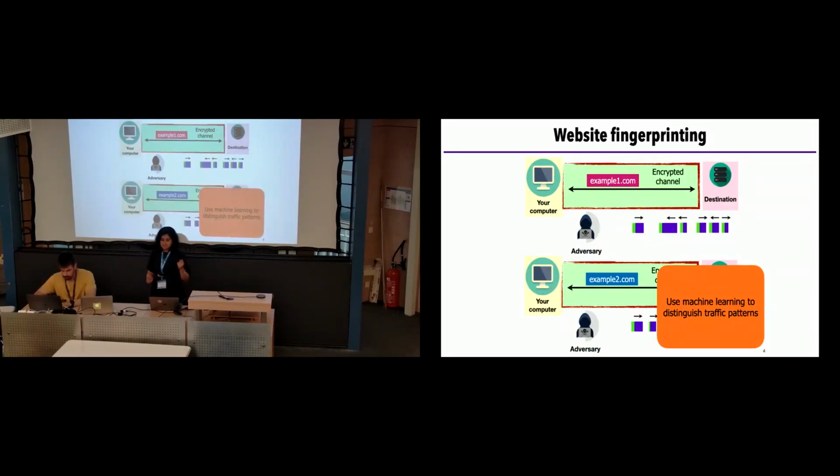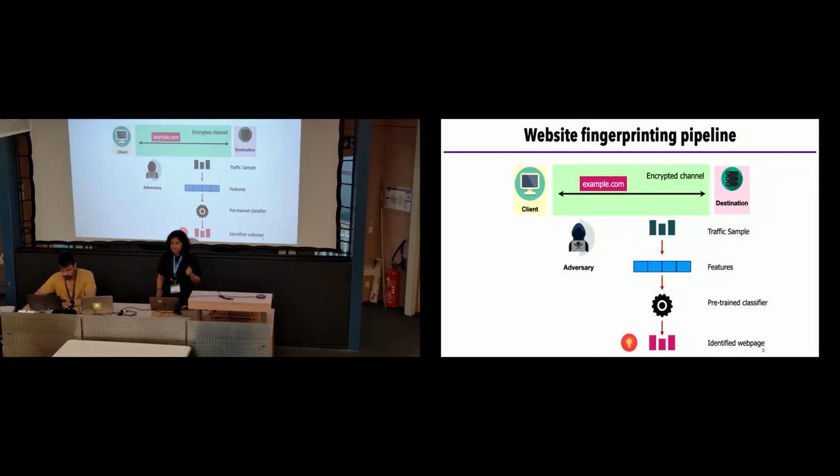Generally, in a website fingerprinting attack, you use some sort of machine learning classifier to distinguish between these traffic patterns. So in a typical website fingerprinting pipeline, you have some sort of traffic sample. The adversary extracts certain features from this and uses that to train a classifier, which they can then use to identify other web pages that the client may visit in the future. You don't have access to the content of the traffic anymore, so the adversary relies on the metadata, things like directionality, size, timing, or any kind of header information that is not protected by encryption.